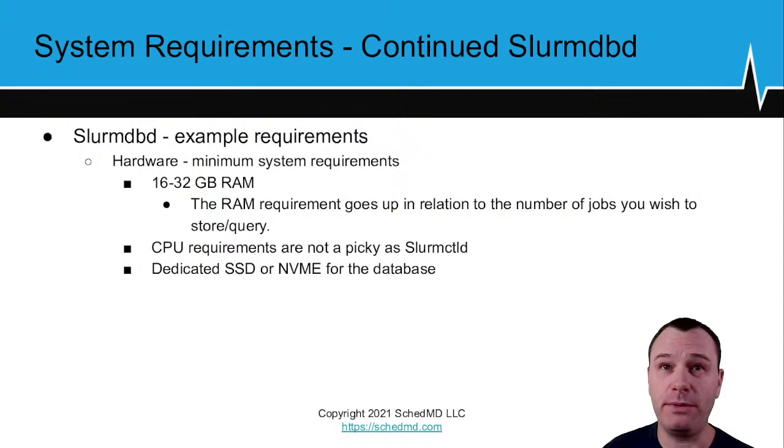Using the same example as before, 700,000 jobs a week, we recommend the following for the Slurmdbd: a system with a fast disk, NVMe or SSD, and lots of RAM, 16 to 32 gigabytes. The RAM requirement goes up in relation to the number of jobs you wish to store or query. The CPU selection here is not as important as the Slurm controller, so you have more options for the Slurmdbd. So I would say this system would be just fine for a site that has 500 nodes and pushes 100,000 jobs a day or 700,000 jobs a week.